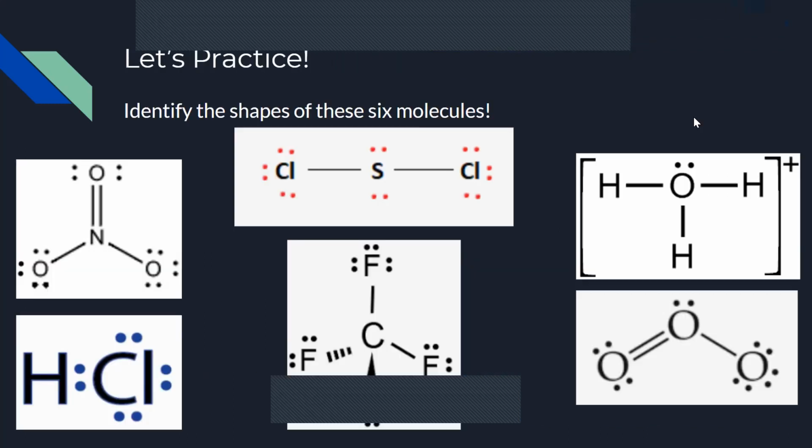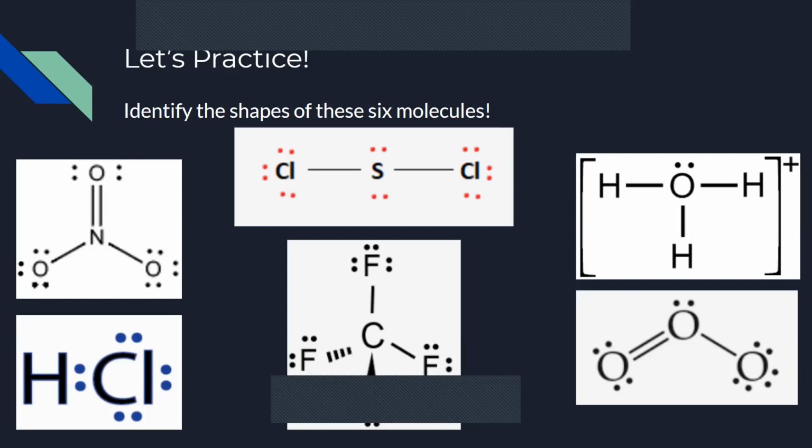So let's practice now, identifying the shapes of these 6 molecules. So we have NO3, HCl, SCl2, CF4. Then we have an ion, H3O+, and we have ozone, O3.